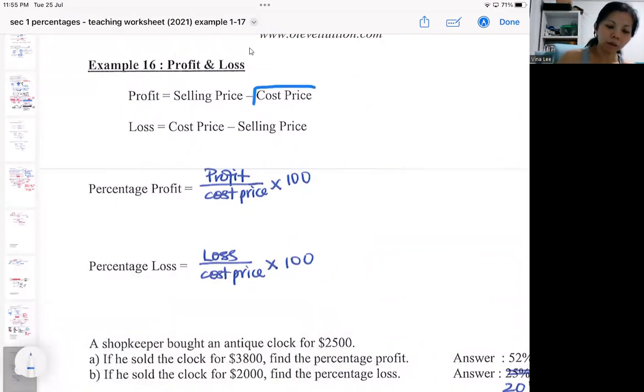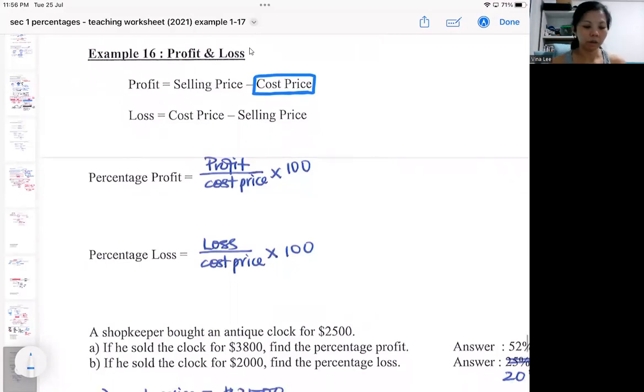So when you want to calculate the profit, it will be from the selling price, which is higher. The higher selling price minus the cost price will give you the profit. However, if you sell below the cost price, you're making a loss. In this case, the formula for calculating loss will be cost price minus the selling price, because the selling price is lower than the cost price. So you lose out on a certain amount.